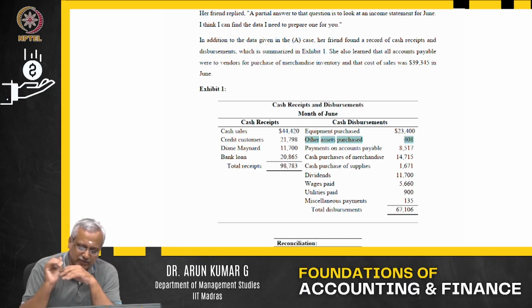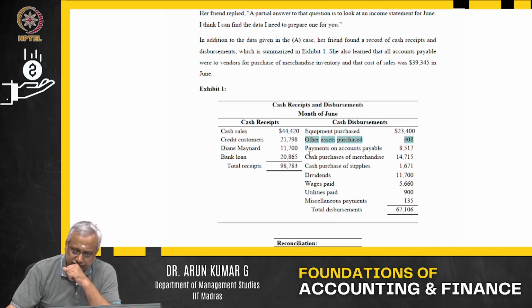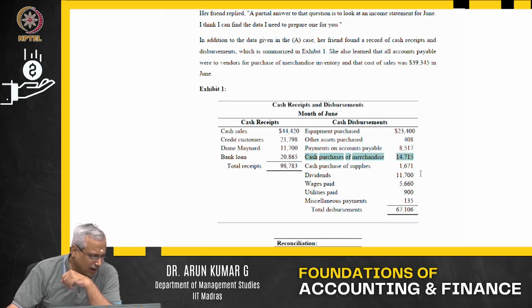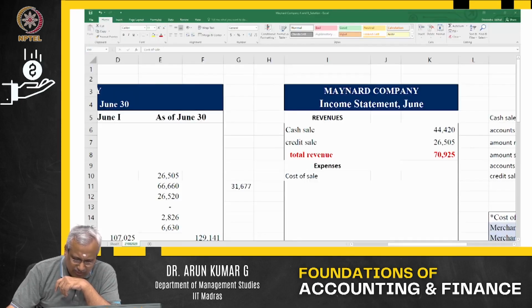Now the next one. The next two are important. Accounts payable for merchandise, cash purchase of merchandise. Accounts payable for merchandise, cash payable for merchandise. So let us look at that. In this particular case, I need to know the cost of sale that has basically happened. So to know the cost of sale, let us look at this.